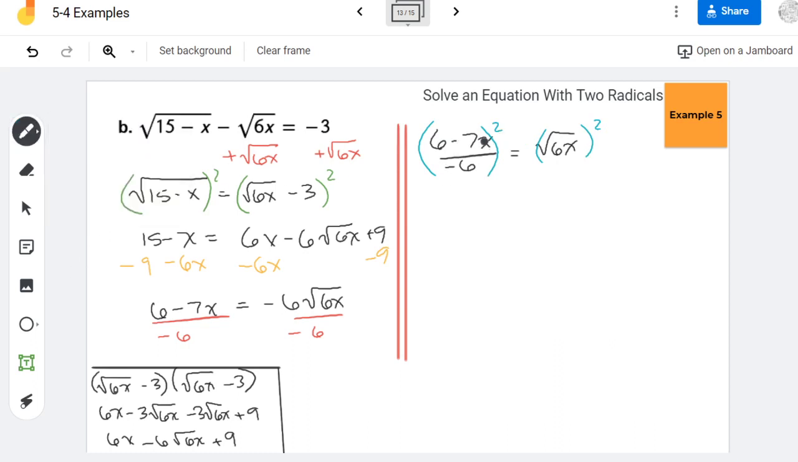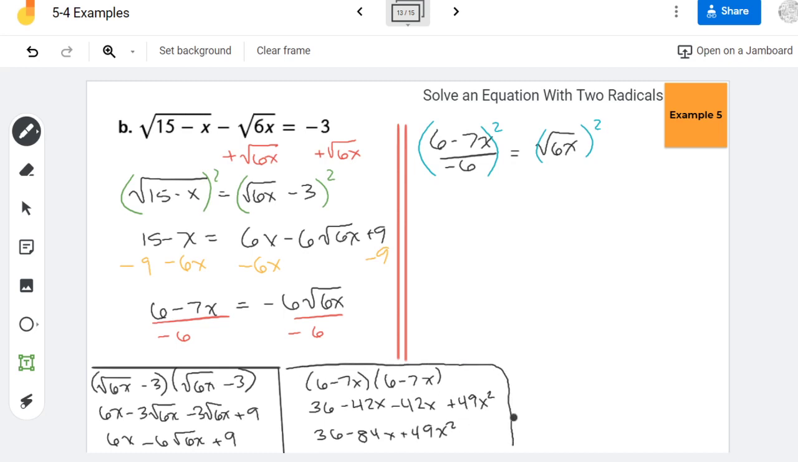So here we have to actually square that top. So I have to go through another set of distribution. And that's fine. We love distribution by now, right? So I'm distributing the 6. Now I'm distributing the negative 7x. And I'm combining my like terms. And before you ask, yes, I did that with mental math.